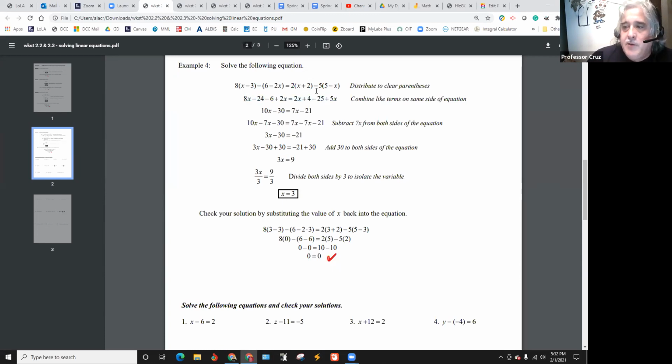As I'd mentioned before in a similar example, this negative right there is just going to change the sign of these two. So it's going to be negative 6 and negative of a negative 2, which is a positive 2x. 2 times x plus 2 is 2x plus 4, and then negative 5 times 5 is negative 25. Negative 5 times negative x is plus 5x.